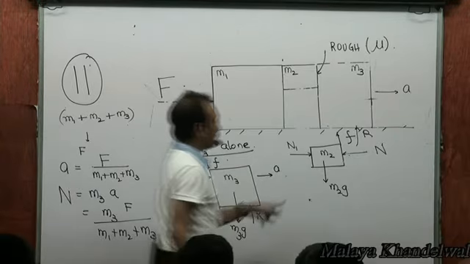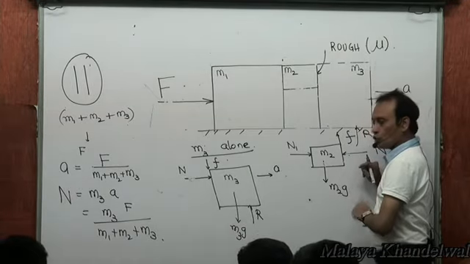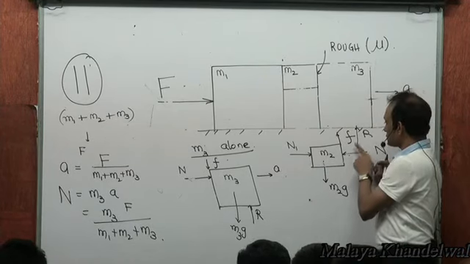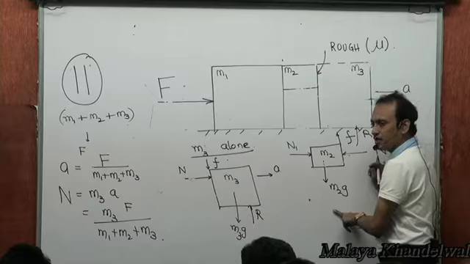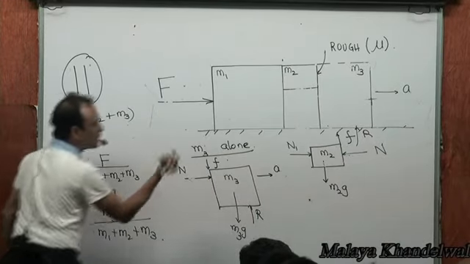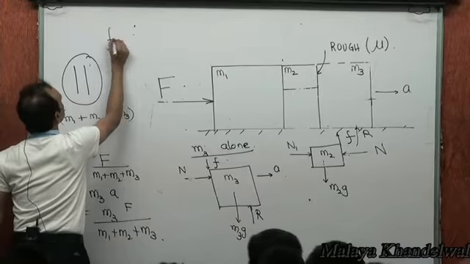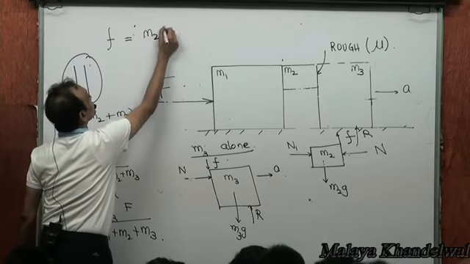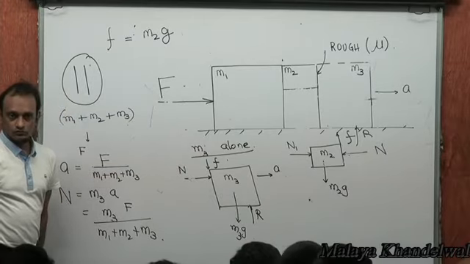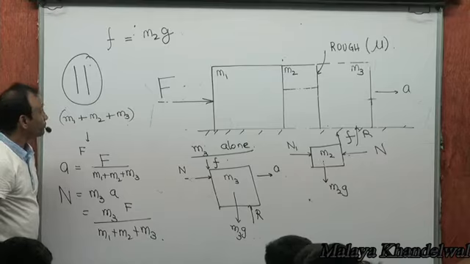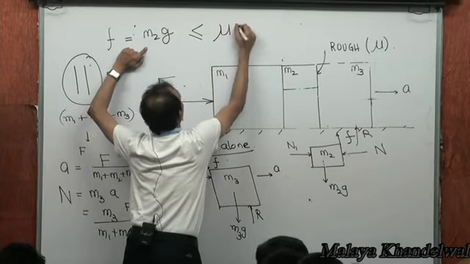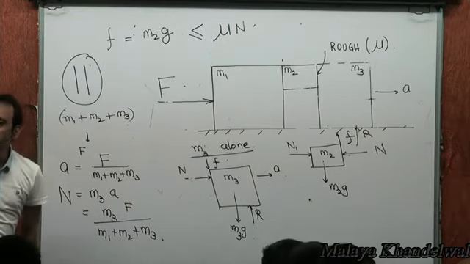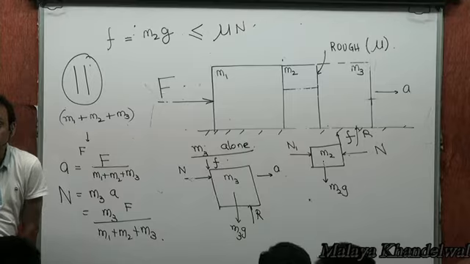Now, come back to M2. In order that it has no vertical acceleration, the frictional force that M3 exerts on M2 in the tangential direction must be equal to M2g. So in order that M2 does not fall, f must be equal to M2g. But f has a limitation. It cannot exceed maximum static friction, which is mu N. So f should not exceed mu N.